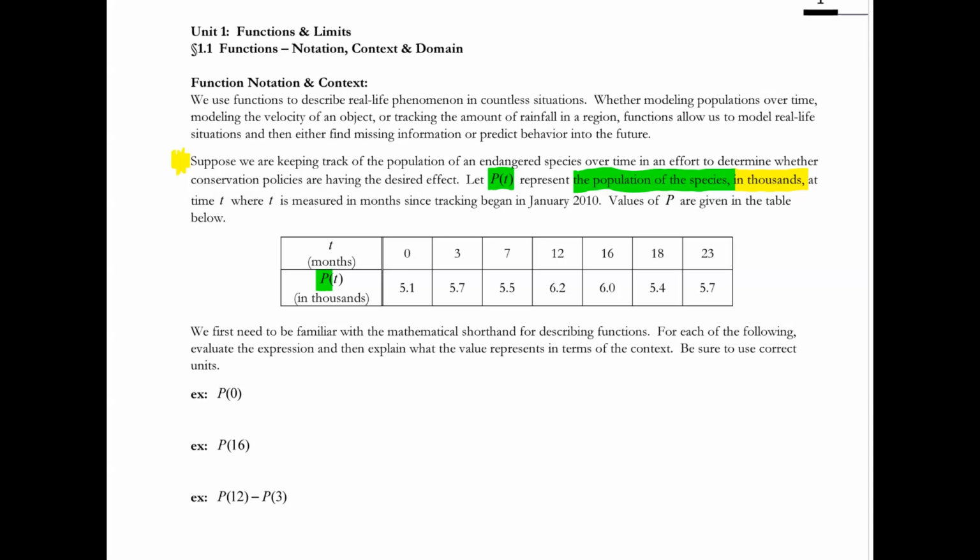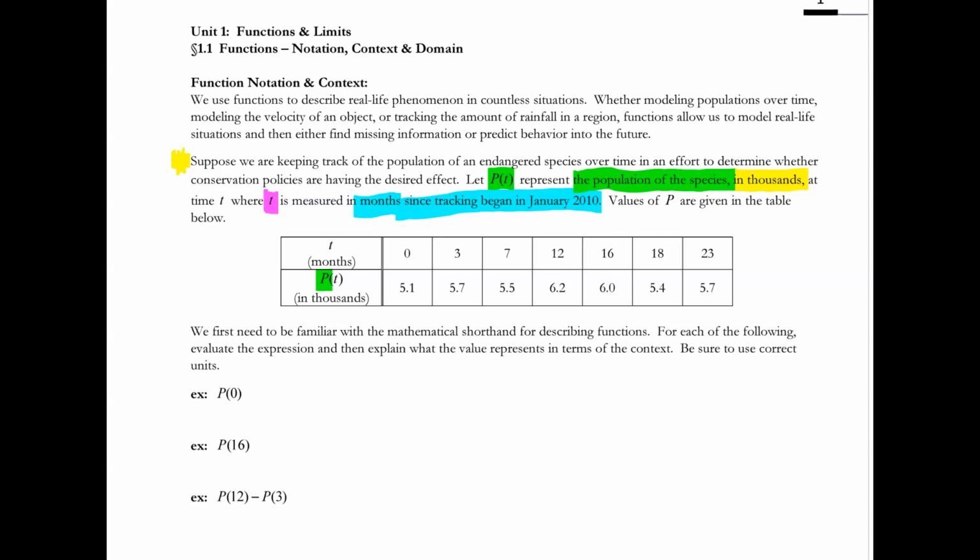All right, time, our other variable. As far as calculus and possibly in physics as well, we will pretty much always use t to represent time. So you don't always have to stop and explain that t is time, whereas any other independent variable we need to define. So t, time, is going to be measured in months. Be careful here, because months is not the variable, months is the unit. And really, months since tracking began in January 2010. That January 2010 piece really just puts this in context for us.